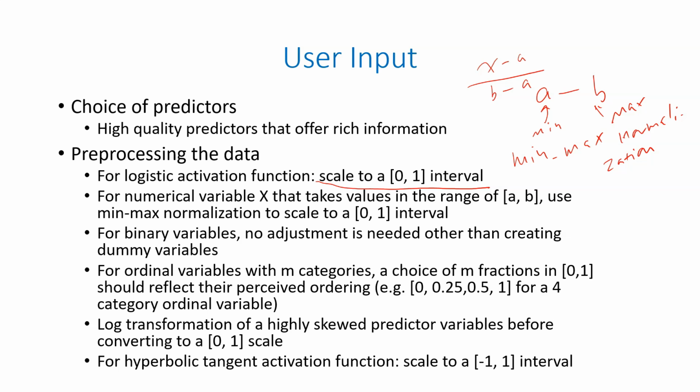If you have binary variables, such as dummy variables, since they are already either 0 or 1, no transformation is needed. For categorical variables, converting them into n-1 dummy variables, where n is the number of categories, is important. If your data are ordinal variables that represent a hierarchy, then it makes sense to convert them into fractions in the 0 to 1 range.